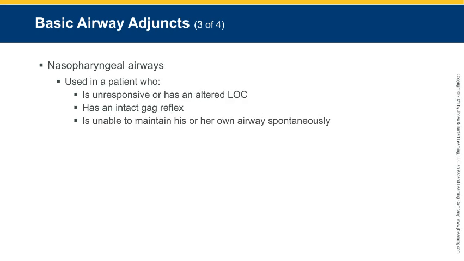A nasopharyngeal airway, NPA, is an alternative to the OPA for patients who are semi-conscious or have an intact gag reflex. An NPA is inserted into one of the nostrils and extends down into the pharynx, helping to maintain airway patency. However, NPAs should not be used in patients with severe facial trauma or a suspected skull fracture, as they may cause further injury.